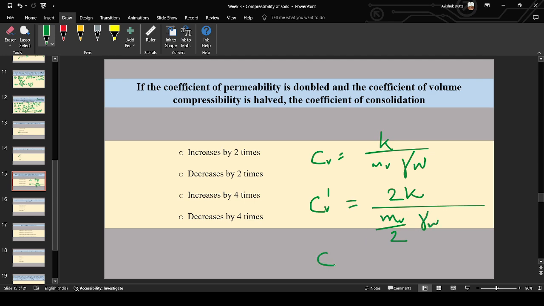So CV dash will be equal to how much? This 2 goes to the numerator, so it equals 4 CV. So the coefficient of consolidation increases by 4 times, because K is in the numerator and MV is in the denominator. Okay, increases by 4 times.